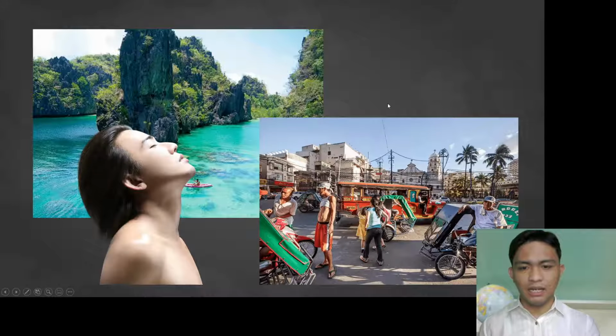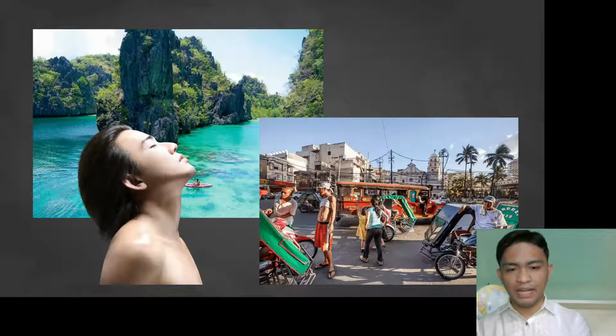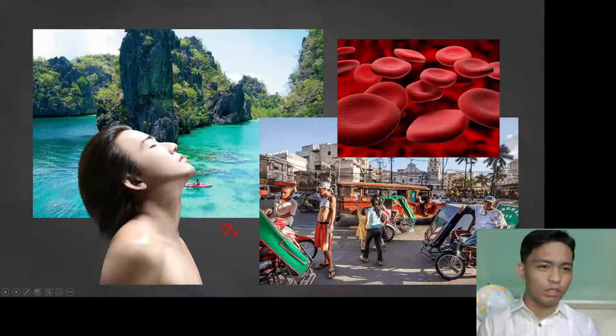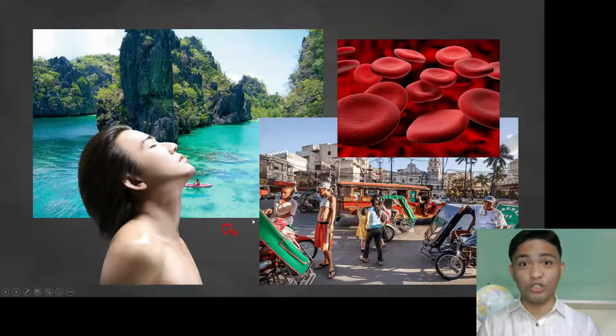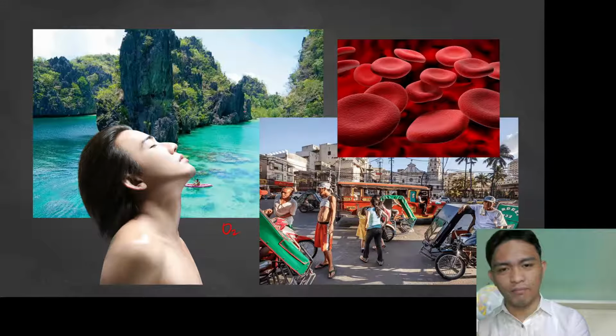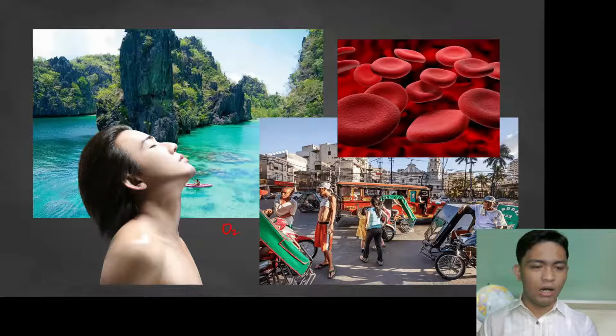Say for instance, the oxygen that we breathe, we write that as O2. In nature, that is diatomic. Lagi siyang dalawahan. So it comes in pairs. Hindi siya nag-iisa. Another example would be the hemoglobin, which is found in our red blood cells that functions to transport this oxygen throughout the body. So this hemoglobin actually consists of thousands of carbon, hydrogen, oxygen, nitrogen, sulfur atoms which are joined together. So most of this matter around us, if not all, are actually aggregates of different atoms.